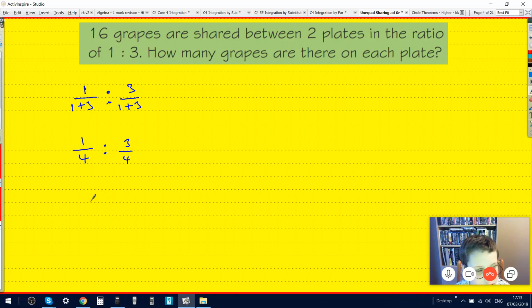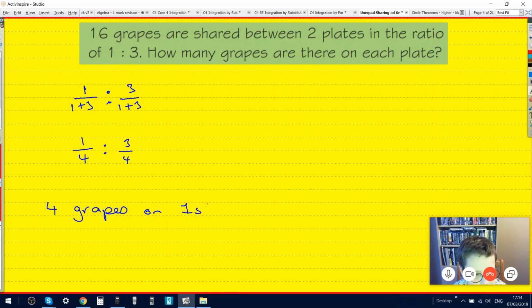Okay, so how many grapes go on each plate? So there's 16 grapes in total. 1/4 go on one plate, 3/4 go on the other plate. So 1/4 goes on one plate, 3/4 on the other plate. So the first plate gets 4 grapes. Second plate?